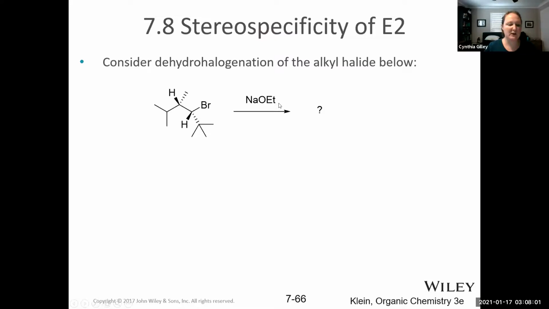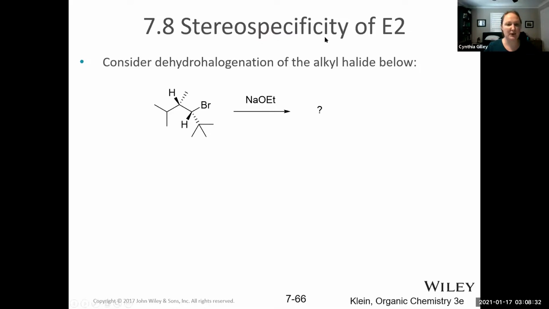And the reason I know I need to do some work to figure it out is because I have a stereocenter at the alpha carbon and a stereocenter at the beta carbon. And when you see that you have both a stereocenter at alpha and beta, then the stereospecificity of the reaction will only lead to one product. And so we have to determine what that product is. And it is not always going to be the E alkene. Sometimes it will, but sometimes the exclusive product is the less stable Z alkene. So we need to figure it out.